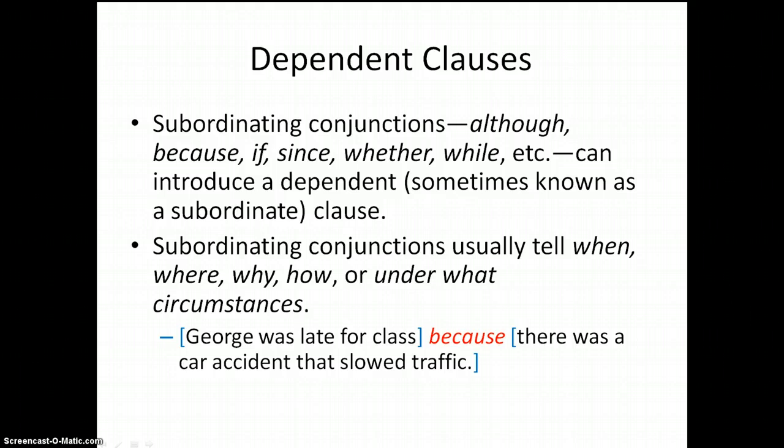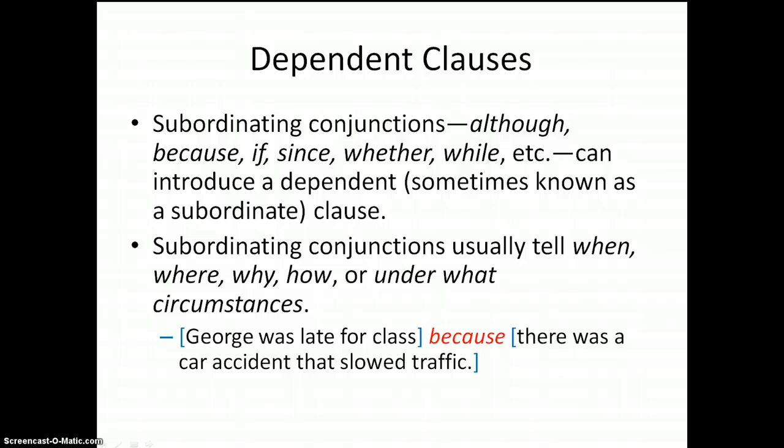Subordinating conjunctions like although, because, if, since, whether, while, all those can introduce a dependent clause. And the dependent clause, because of this, is sometimes known as a subordinate clause. Subordinating conjunctions usually tell when, where, why, or under what circumstances.